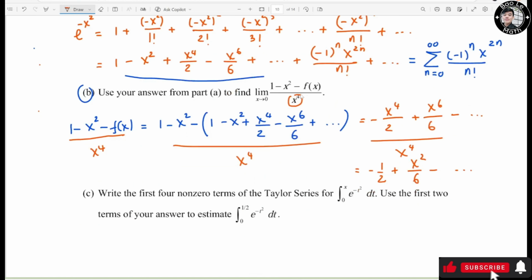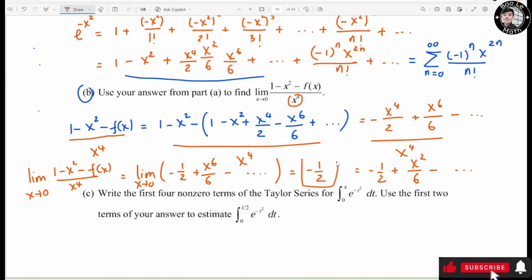Now I need to take the limit of this one, so I have the limit of 1 minus s squared minus f of s over s to the 4 when s approaches 0. It's going to be the limit of negative 1 over 2 plus subtract etc. When s approaches 0, this guy approaches 0, so the answer is negative 1 over 2.